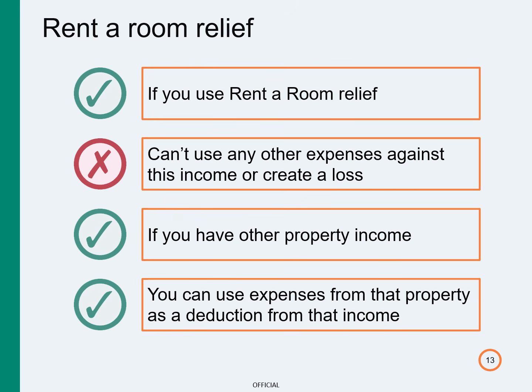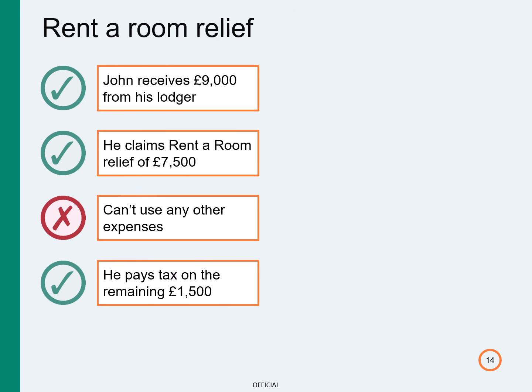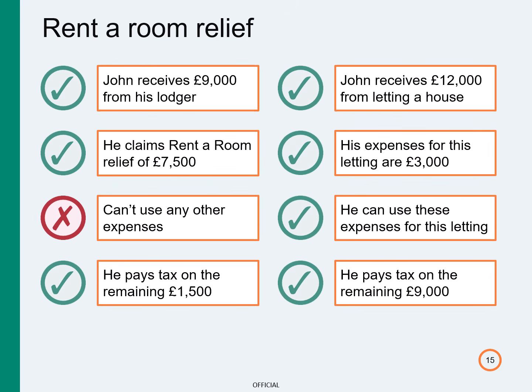Let's look at an example. John has a lodger and receives £9,000 in the year. He claims rent a room relief of £7,500. He can't use any other expenses or deductions against this income, so he'll pay tax on £1,500. He also lets a house and his income from that is £12,000 in the year.